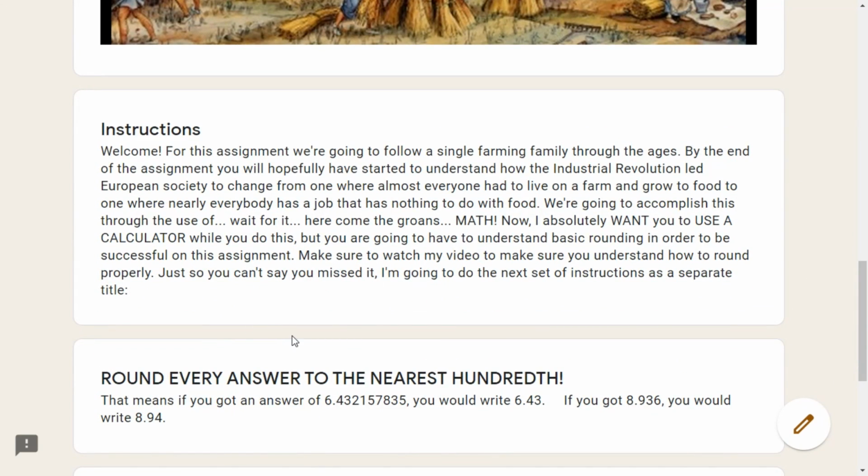Instructions. Welcome. For this assignment, we're going to follow a single farming family through the ages. By the end of the assignment, you will hopefully have started to understand how the Industrial Revolution led European society to change from one where almost everyone had to live on a farm and grow food to one where nearly everybody has a job that has nothing to do with food. We're going to accomplish this through the use of, wait for it, here come the groans, math.